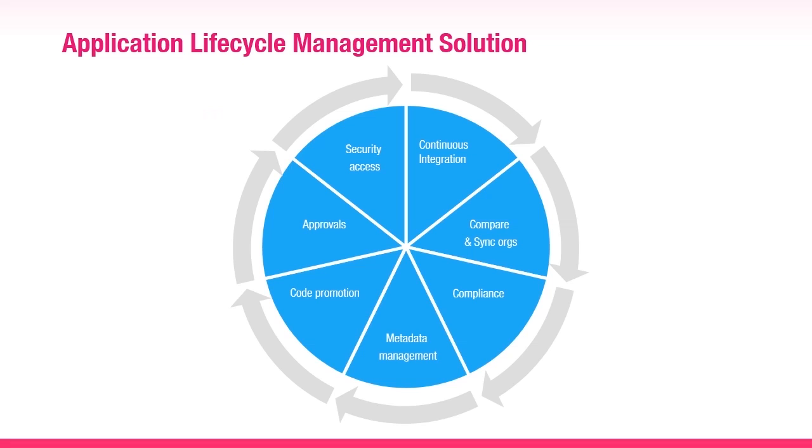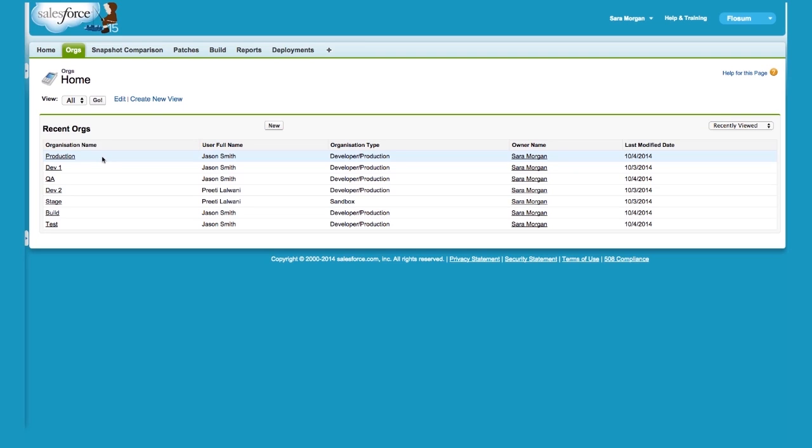Flowsome is a flexible, robust, and easy-to-use solution for release management so that you don't have to deal with cumbersome change sets, ant scripts, or metadata APIs. Let me show you how Flowsome works.